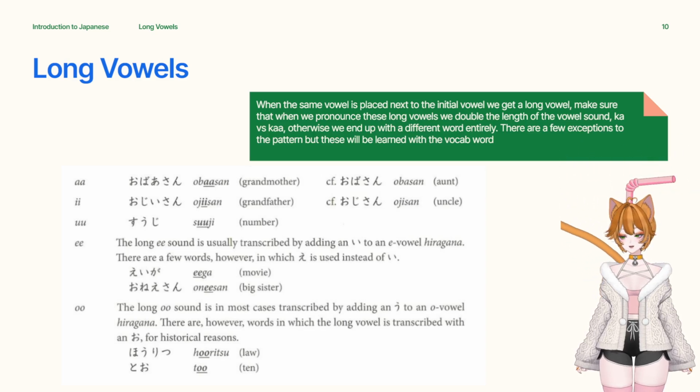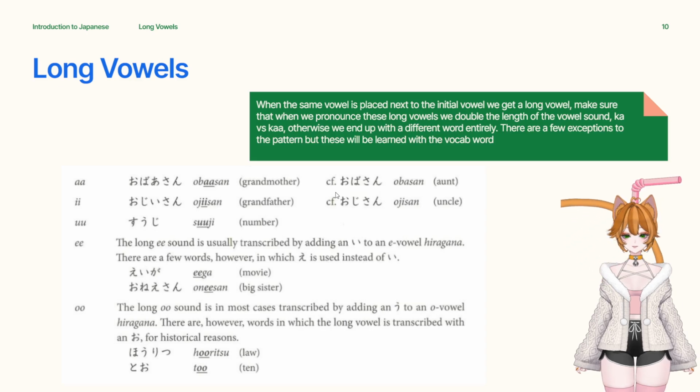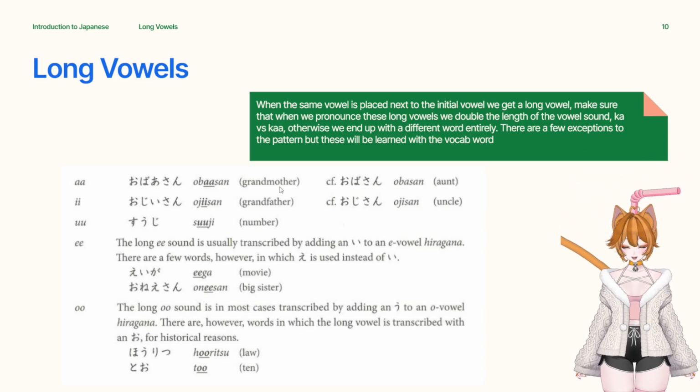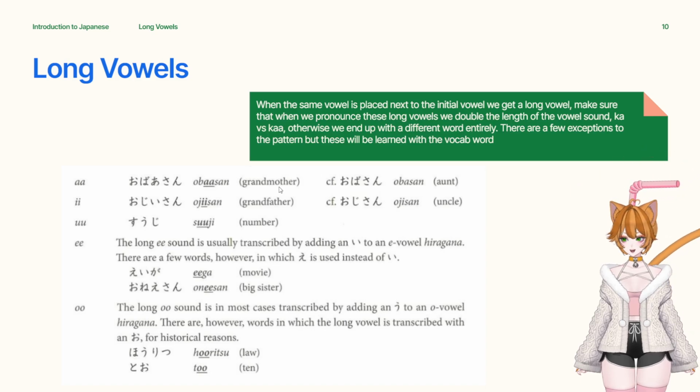For example, as a double A sound, we see that we have ba followed by an a hiragana, so it becomes obaasan versus obasan. See, we have ji followed by an i vowel, ojiisan versus ojisan, which is uncle. And then suuji, see how we have a u following the su. Like I said, it elongates your vowels. Make sure that you pronounce them with an elongation.